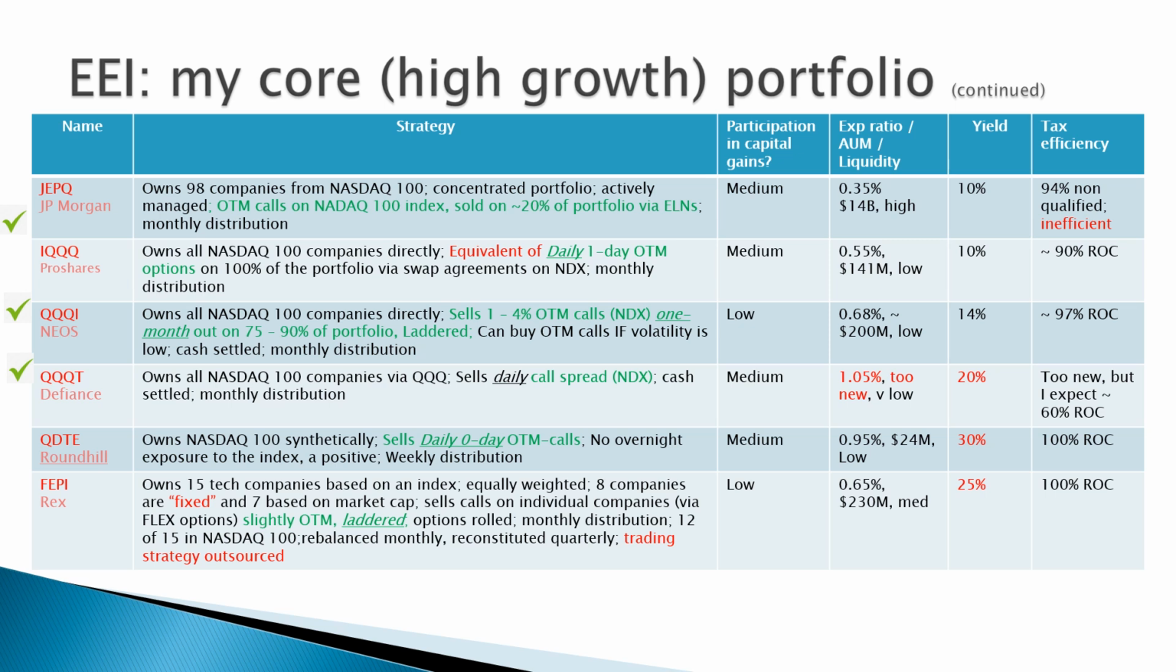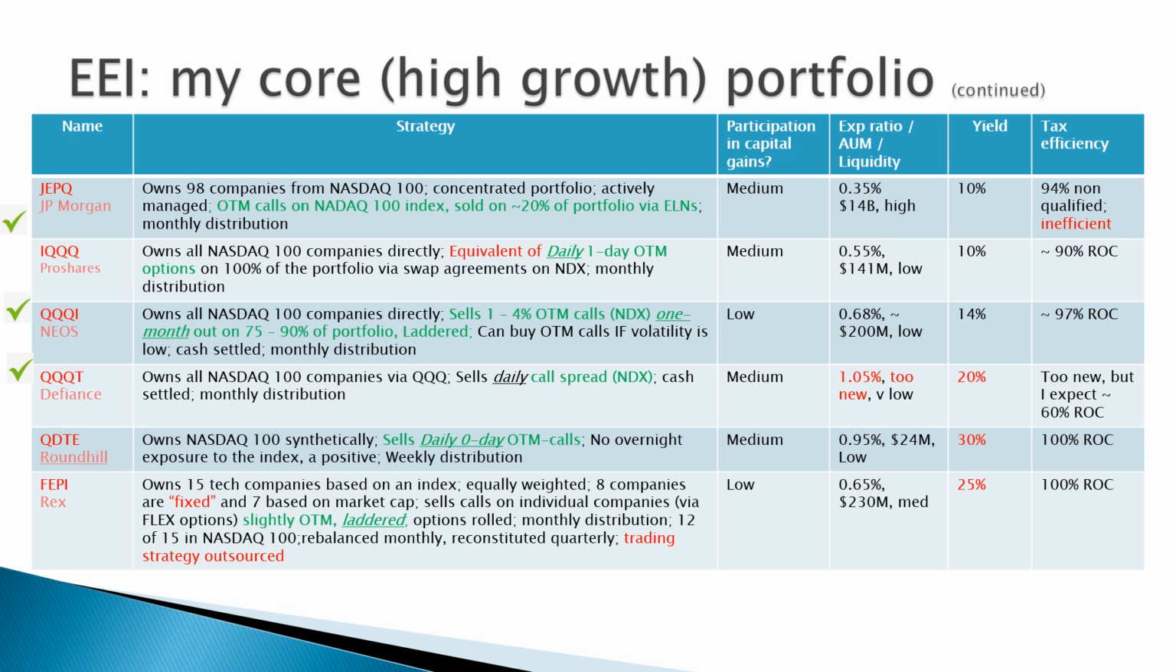QQQI is from NEOS and the NASDAQ version of SPYI. So just like SPYI does, this one owns the underlying index, the NASDAQ 100 companies directly, sells out of the money calls on the index, and the notional is between 75 to 90%. So the entire portfolio is not in play. They use laddering, which is a good thing, and their prospectus allows them to buy calls, and therefore have a call spread.